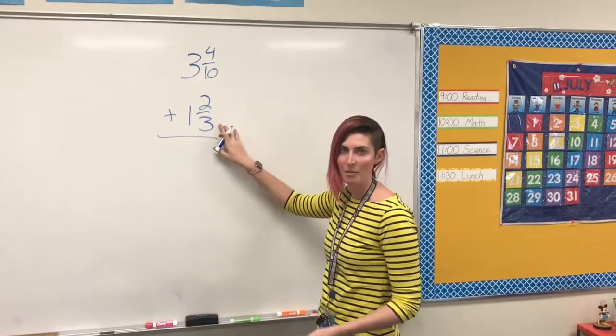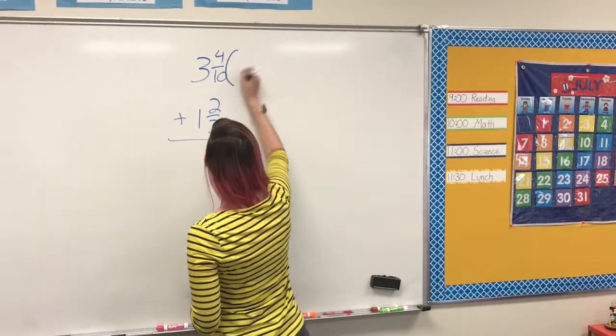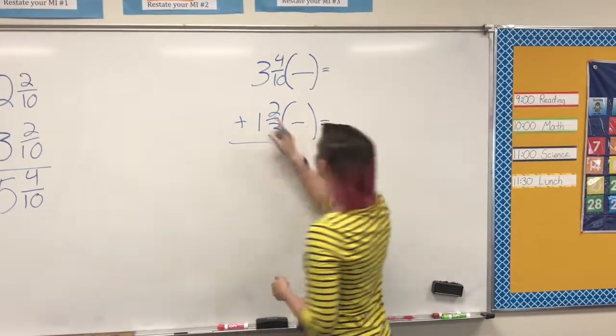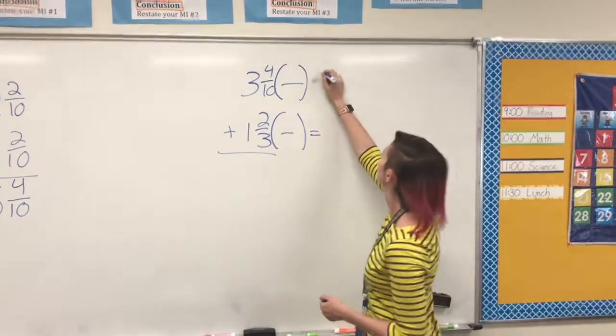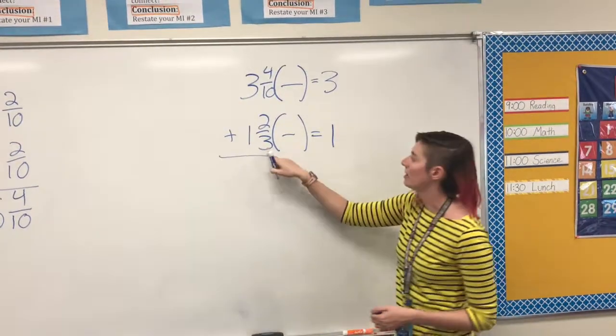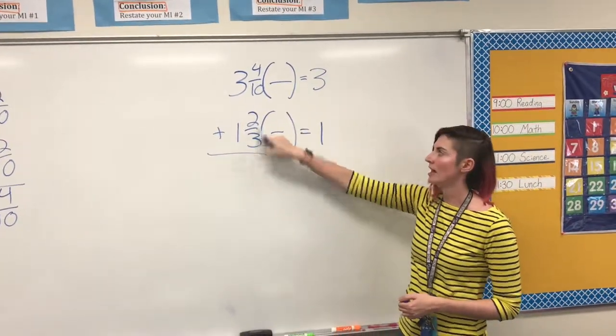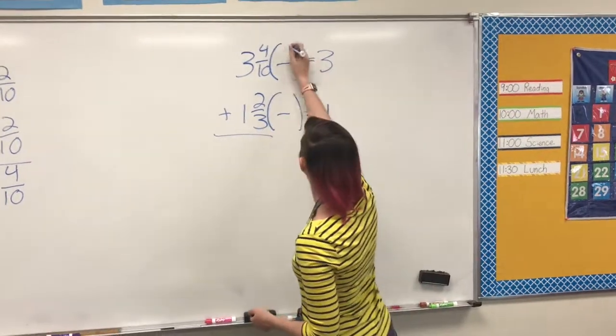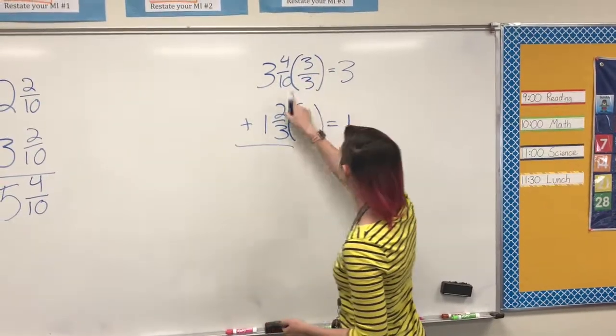So we do have the different denominators. First thing we do, set up our parentheses. Move our whole numbers over. And now we look at our denominators. 3 does not fit into 10, so we're going to multiply the old denominators together. So 3 comes up here, and 10 comes down.